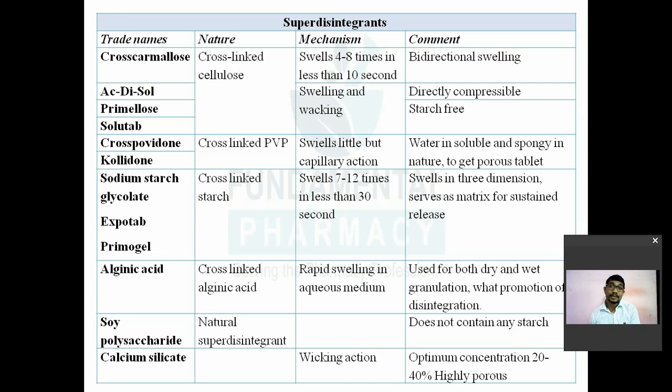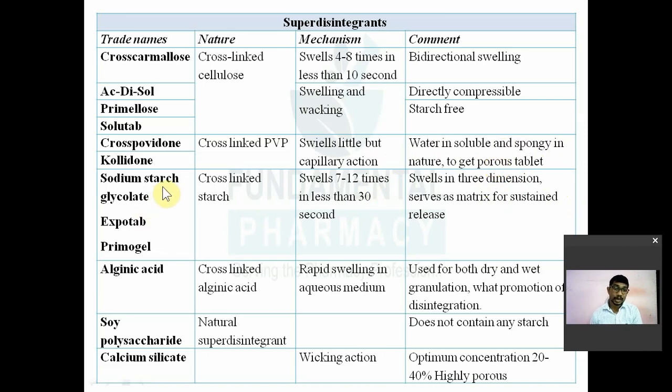Amongst these, Ac-Di-Sol is directly compressible, and Primellose and Solutab are starch free, so starch is not there. Crospovidone and Kollidon are both trade names. What is in them? Cross-linked polyvinylpyrrolidone. Yes, it is a cross-linked polyvinylpyrrolidone. We are discussing the super disintegrants. It will swell little but it will release the drug by capillary action. It is water insoluble and spongy in nature, forming a porous tablet. When the tablet comes in contact with water, it will swell.